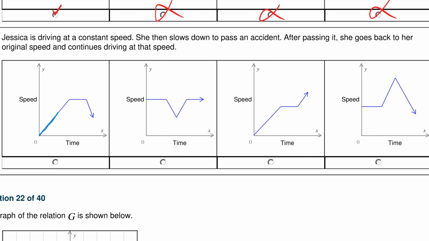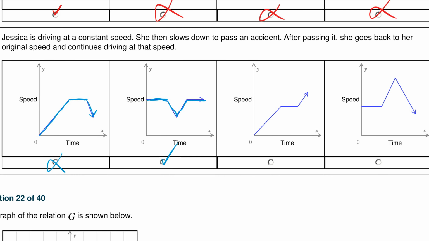So speed is increasing, and then it goes sideways, which means the speed is unchanged, and then it goes down, which means she goes slower. I believe this is not the answer because it's telling me that the speed is increasing consistently, then stays the same, and then goes down. The second one tells me that the speed is unchanged in the first part, and then she slows down, then she goes back up and stays at the same speed and keeps going. I believe part B is the correct answer.